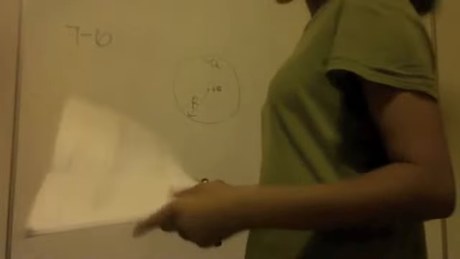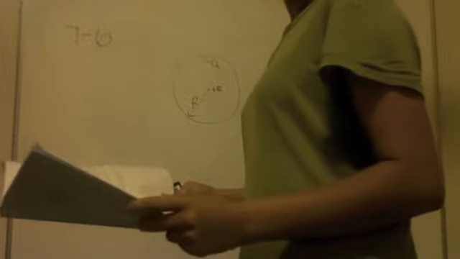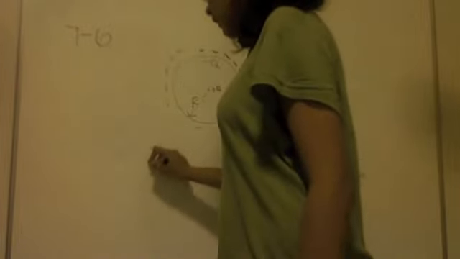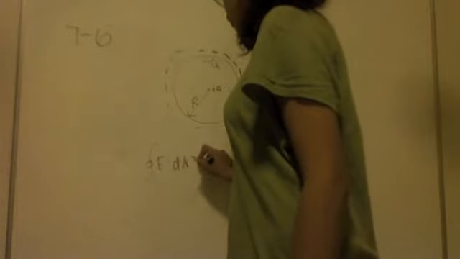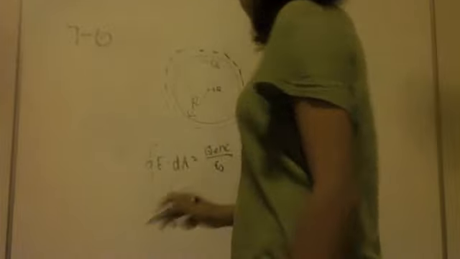Find the electric field outside the sphere at a distance r greater than the actual radius of the sphere from the center. You can do this using Gauss's law, so your Gaussian surface would be a sphere outside the sphere that you have. Using Gauss's law, the integral of E dot dA is equal to Q enclosed over epsilon naught.